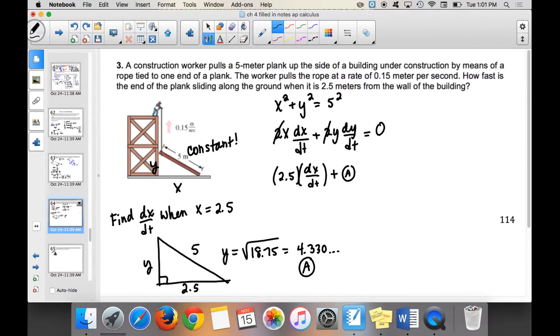So I'm going to put a in, and then I have dy over dt equals 0, and now I solve for dx over dt. Oh wait, dy over dt we know, don't we? Yeah, thank you. dy over dt is the 0.15. So I'm going to do a times 0.15, subtract it over, divide by 2.5. So dx over dt is going to be negative 0.2598 something, so negative 0.260 meters per second.